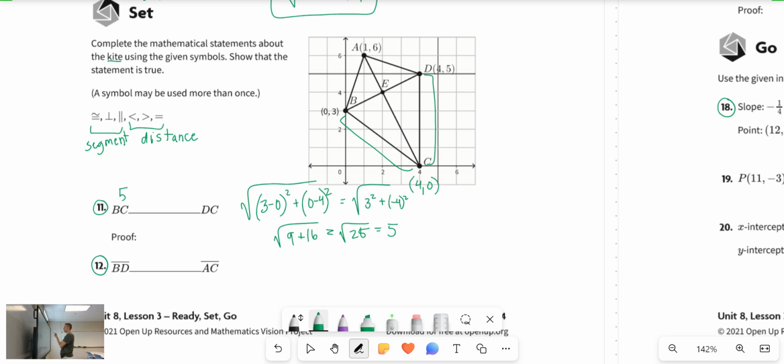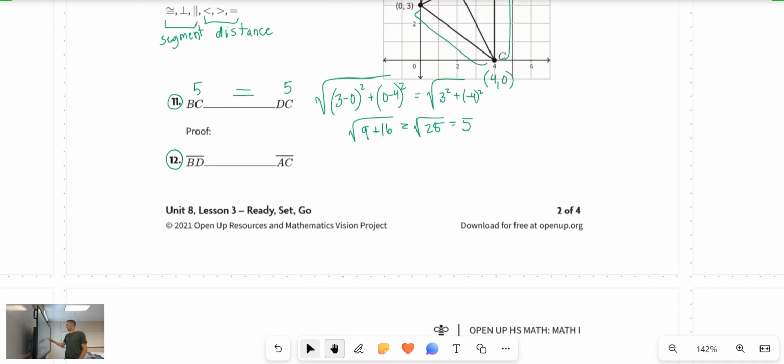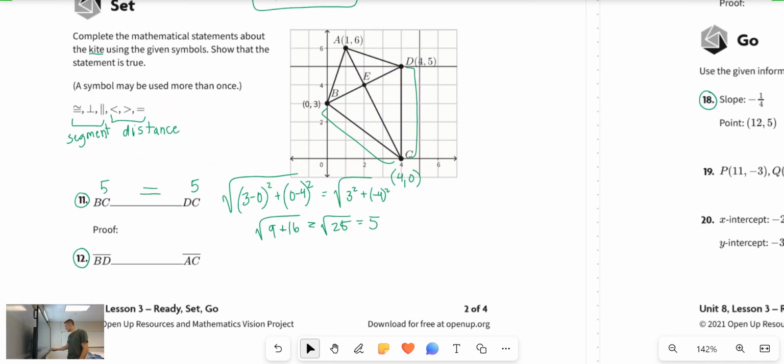And DC, well, we're just going from 4, 5 to 4, 0, right? That's also going to be 5. So the symbol we're looking for is going to be equal. Equal symbol to start. All right. BD and AC. All right, so we said we were going to erase once we're on to the next one. There we go. And we'll switch colors as well.